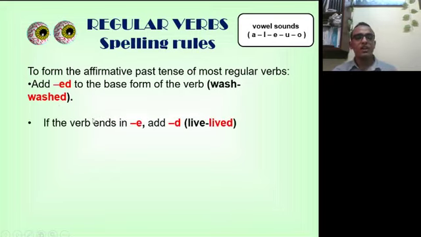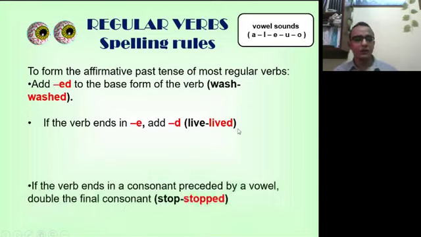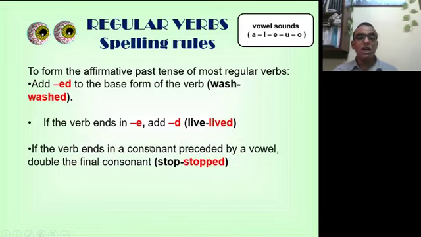Number two, if the verb ends with E, you just add D. Again, if the verb ends in E, you just add D. For example, live ends here with E, we just add D to the verb. Live, lived. Okay? Cool.